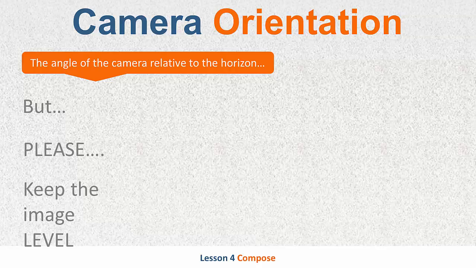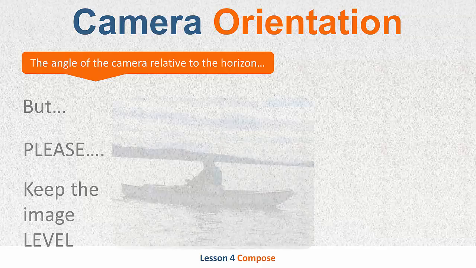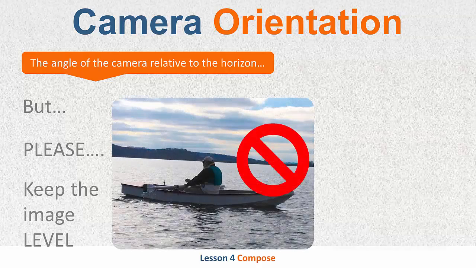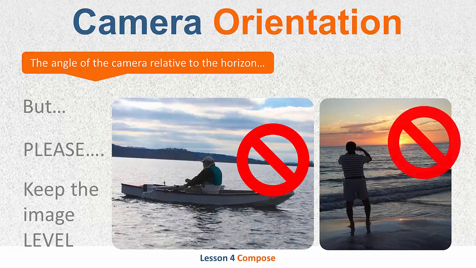For me, there is nothing more distracting in a photo than having the image tipped, even just a little, when it is obvious that it needs to be level, as in this photo and in this photo. The good news is that if we do make a mistake, it is easy to fix in the transpose step that we'll talk about in a later lesson.